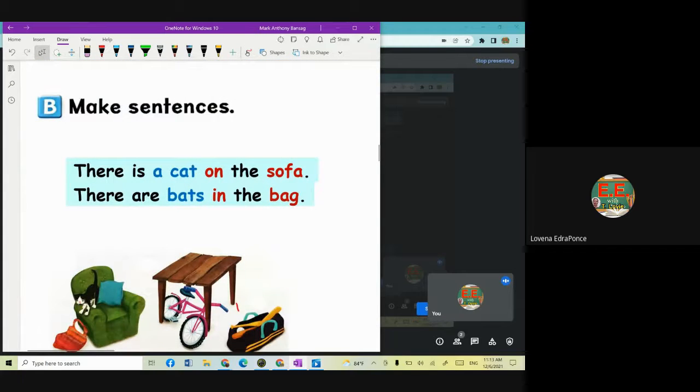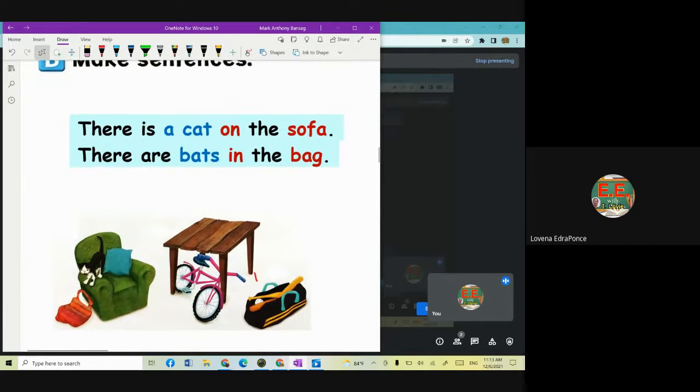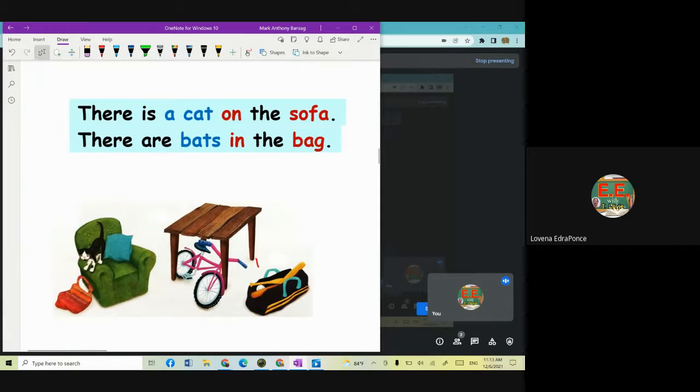Now, for making sentences, we're going to tell what we can see. For singular, we use there is if there is only one. And we use there are if it's plural, meaning more than one. For example, there is a cat on the sofa. And there are bats in the bag. So there is and there are.